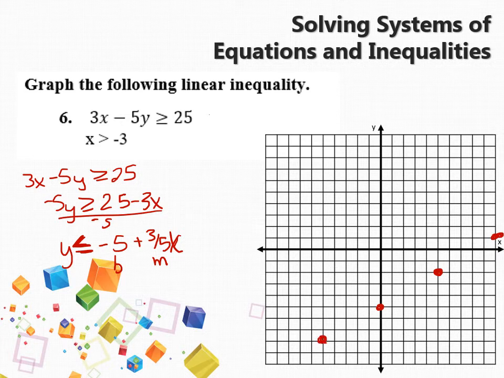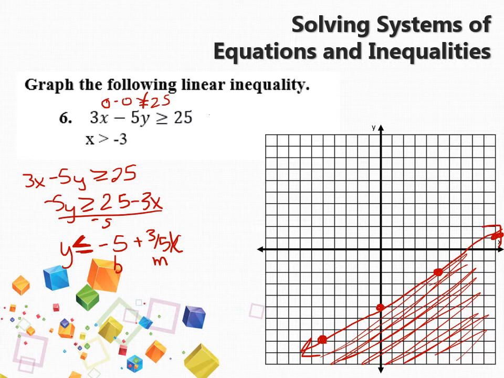Down 3, left 5, and I run out of room. Now because it's or equals to, we're going to have a solid line. My equation says y is less than, so I'm going to shade less than the line. Or if you plug in 0, 0 into the original, 0 minus 0 is not greater than 25. So 0, 0 is a bad point, so we shade away from it.